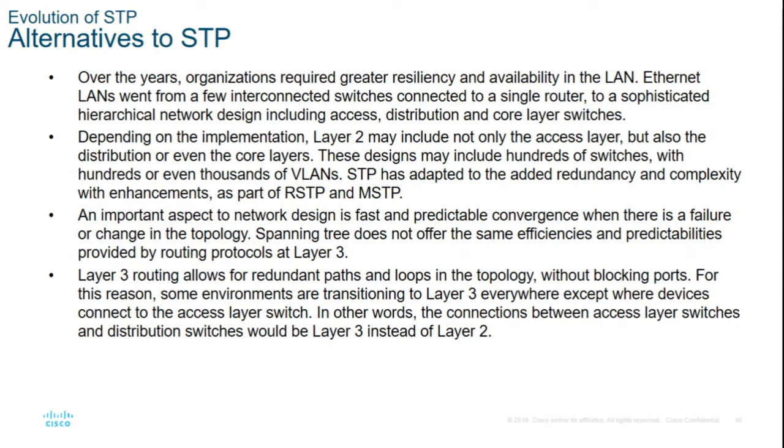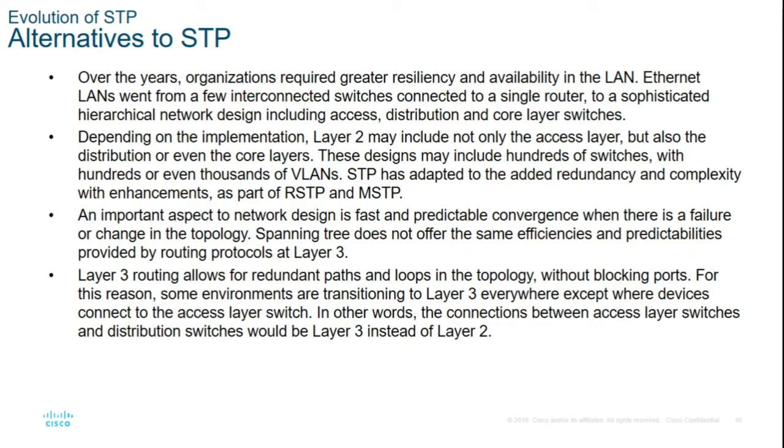These designs may involve hundreds of switches with hundreds of VLANs or maybe thousands of them. So STP has adapted to added redundancy and complexity with enhancements as part of RSTP and MSTP. Compared to routing protocols at Layer 3, spanning tree does not offer the same efficiencies and predictabilities because one of the most important aspects in network design is fast and predictable convergence when there is a failure or a change in the network topology.